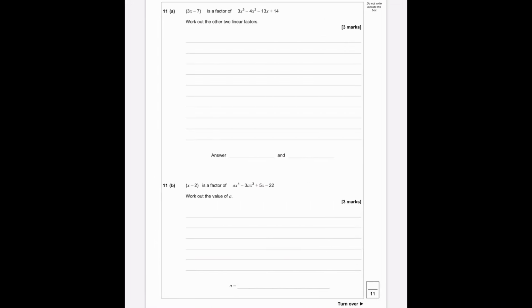Question 11. So I just factorise cubics. You can work it out one step at a time. If you want to do that by long division, you're absolutely welcome to. I prefer to save ink and just factorise it out, work out each bit one step at a time, and we get x squared plus x minus 2, and that factorises to x plus 2, x minus 1, and so the other two factors are going to be x plus 2 and x minus 1.